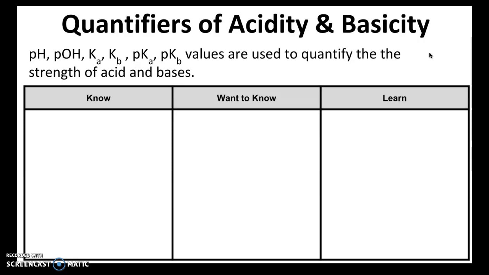So I want you to first start off by filling out the know and want to know column of this KWL. What do you want to know about these terms here that we use to quantify acids and bases? So pH, pOH, Ka, Kb, pKa, and pKb. Pause the video now, and when you press play, we'll go right into the lesson.